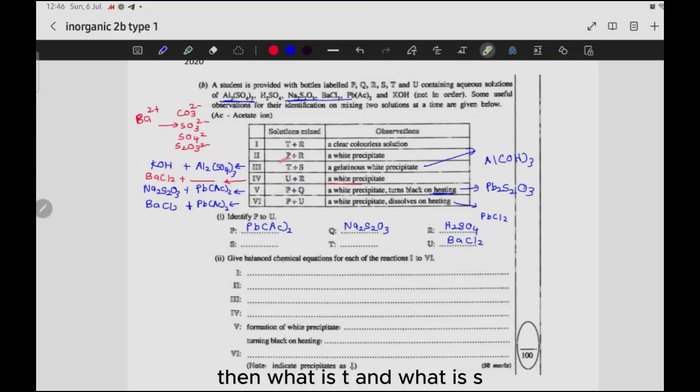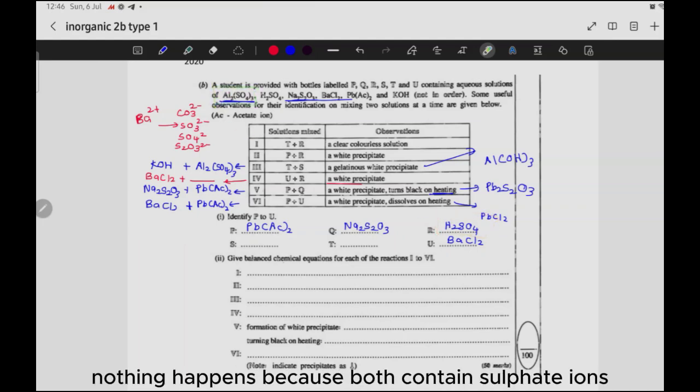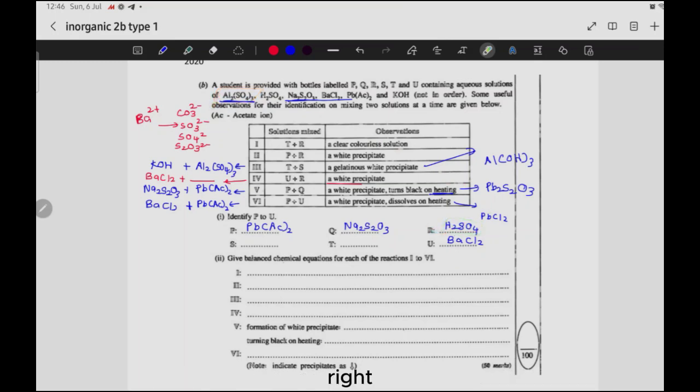Then what is T and what is S? Before that, P and R. P is lead acetate, R is H2SO4, the white precipitate is PbSO4, right? That we have automatically found out. And T and R you get a colorless solution. R is H2SO4. Now when you add H2SO4 to Al2(SO4)3, nothing happens, because both contain sulfate ions, right?